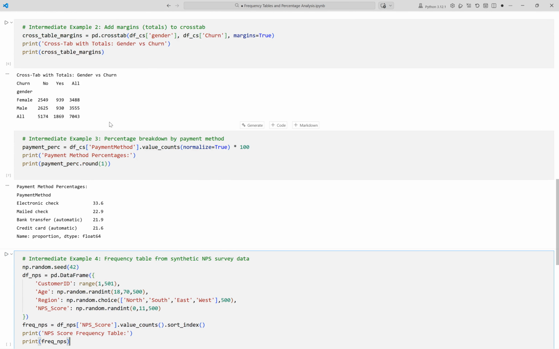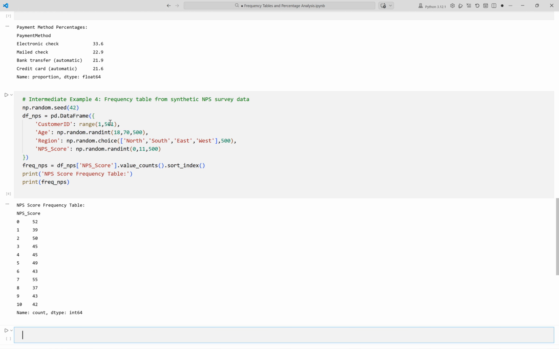Running the cell now. This frequency table shows how often each NPS score from 0 to 10 was given by 500 synthetic survey respondents. Notice the fairly even distribution across scores, which is typical of randomly generated data but contrasts with real surveys where certain scores might cluster. This helps illustrate how frequency tables summarize categorical or numerical responses to identify trends or data quality issues, key for market research analysis.